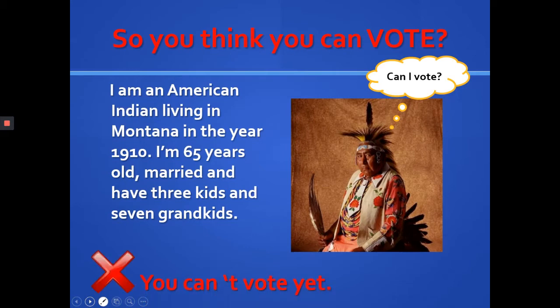All right, so my inference is that no, he can't vote yet because Calvin Coolidge didn't sign that document until a lot later, after 1910. This man cannot vote yet.